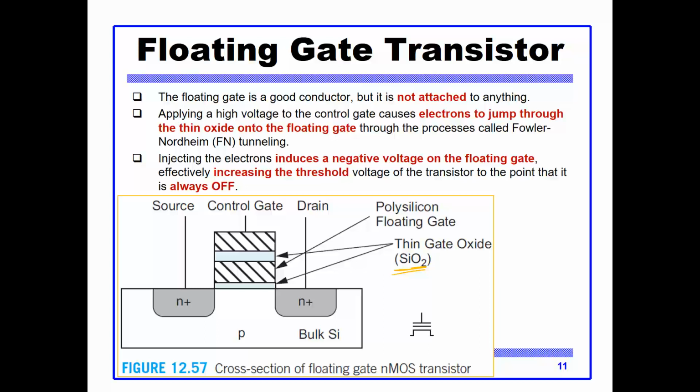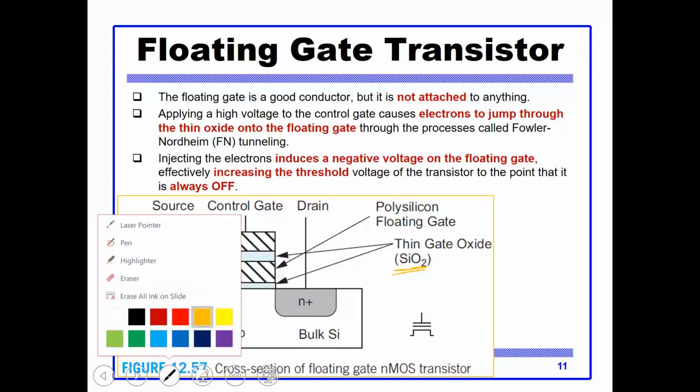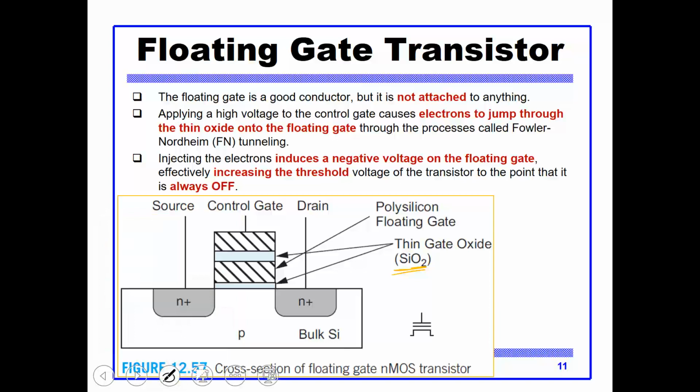So what do I do then? What's the concept here? Well, what they do is they place a large voltage here on the gate, and they pull electrons all the way into the intermediate gate. This process, where electrons jump through the thin oxide, is called Fowler Nordheim tunneling. So I pull electrons here.